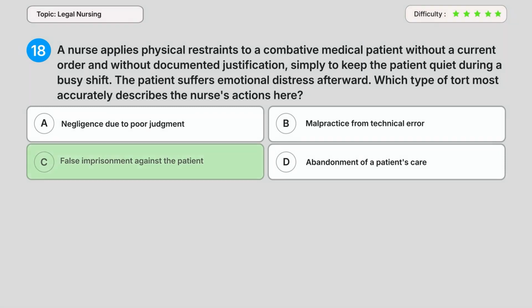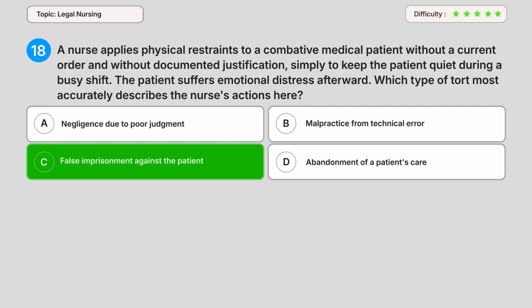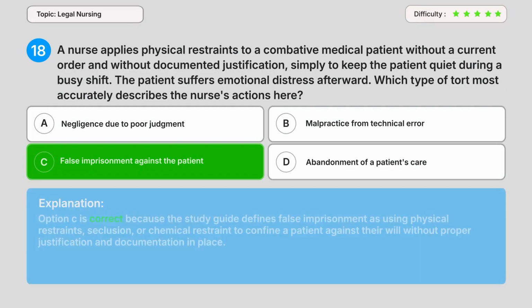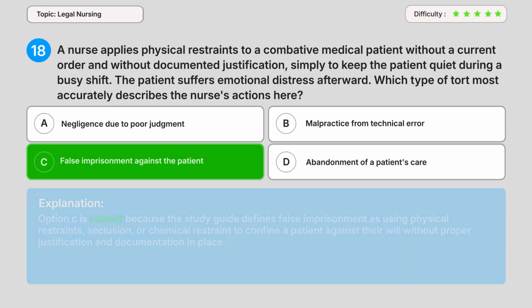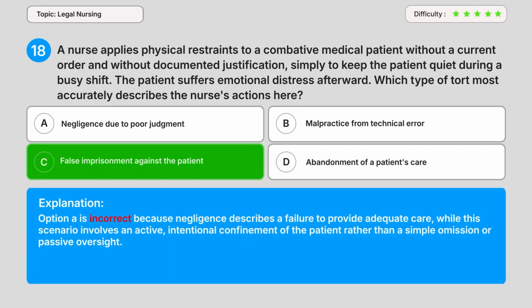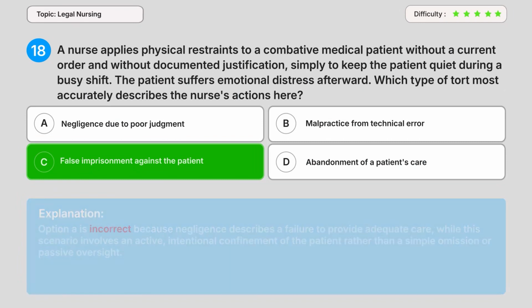Correct answer. C. False imprisonment against the patient. Option C is correct, because the study guide defines false imprisonment as using physical restraints, seclusion, or chemical restraint to confine a patient against their will without proper justification and documentation in place. Option A is incorrect, because negligence describes a failure to provide adequate care, while this scenario involves an active, intentional confinement of the patient, rather than a simple omission or passive oversight.